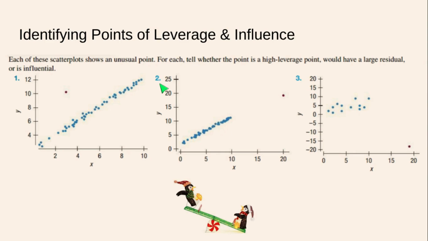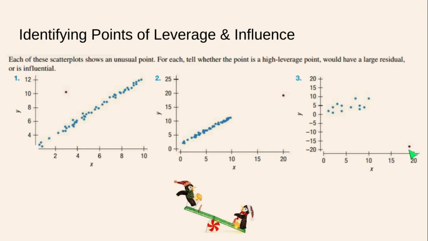Let's look at number 2. This point right here follows the pattern of the bulk of the data, all right? If you were to draw a regression line through this set of data over here, it would be very close to that point. The residual is not very large. It's very likely not an outlier. However, the x value is tremendous compared to the rest of the data. It's literally double the highest x value of any other data value. It's over double. So that means that it is a high leverage point. It is a high leverage point. And therefore, it is influential.